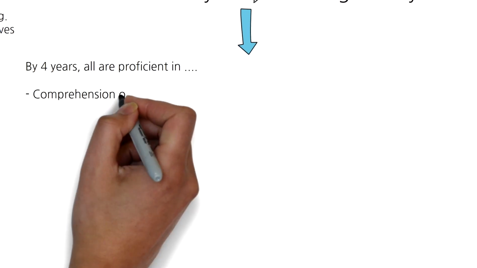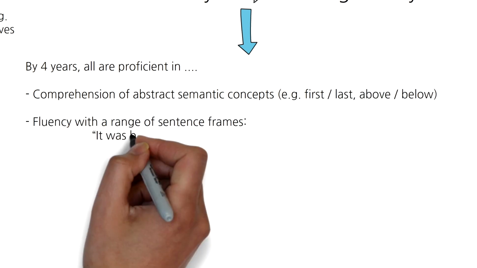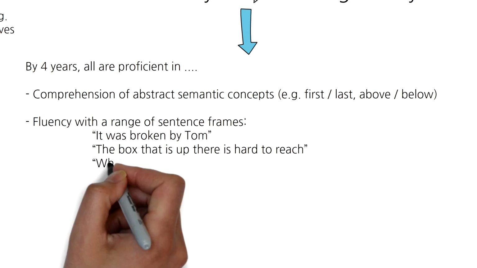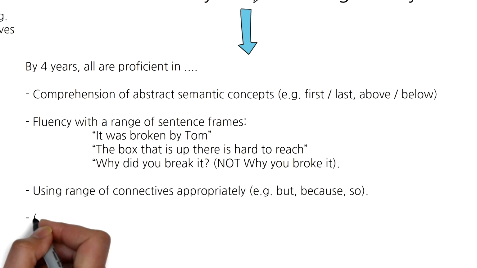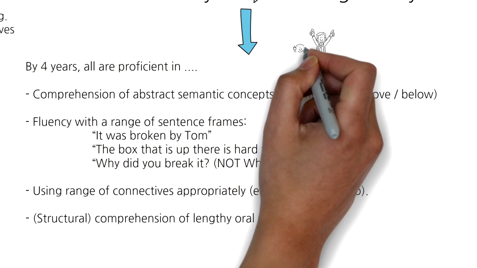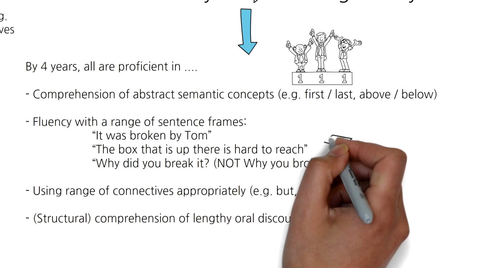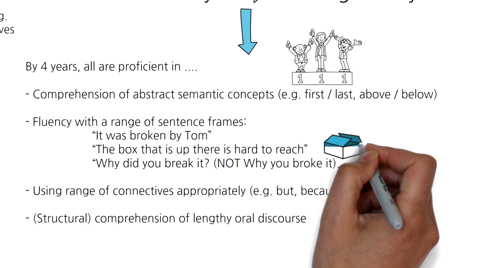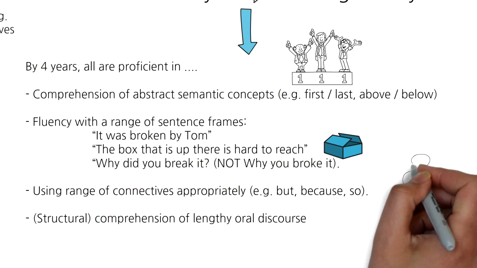By 4 years, all are typically proficient in comprehension of a range of abstract semantic concepts, such as first or last, above or below, and before and after. There is also fluency with a range of sentence frames, such as "it was broken by Tom", or "why did you break it", rather than "why you broke it". They are also using a range of connectives appropriately. For example, but, because, or so are connectives that they will use within sentences. There is also structural comprehension of lengthy oral discourse.